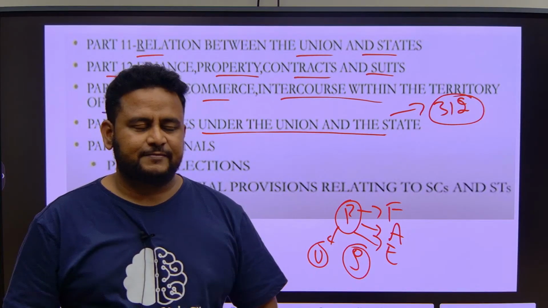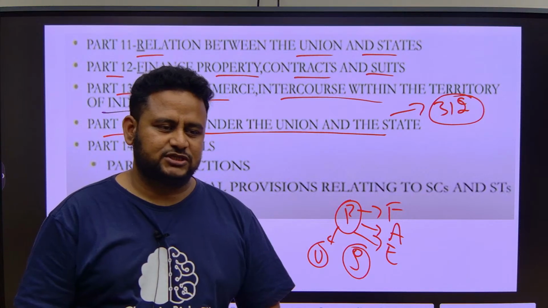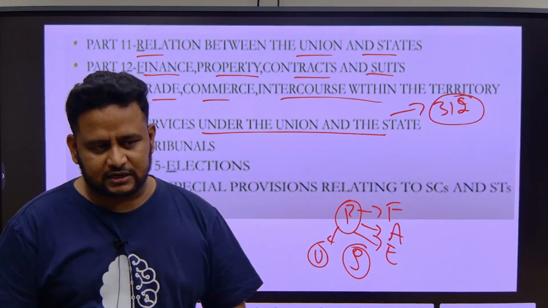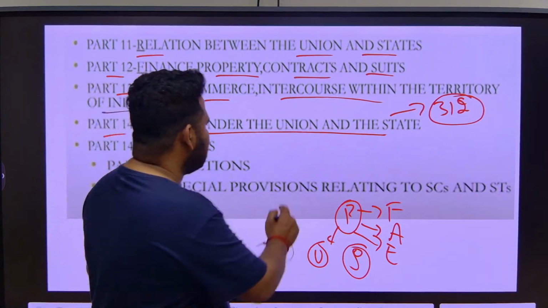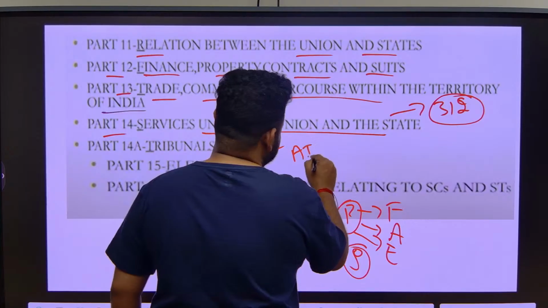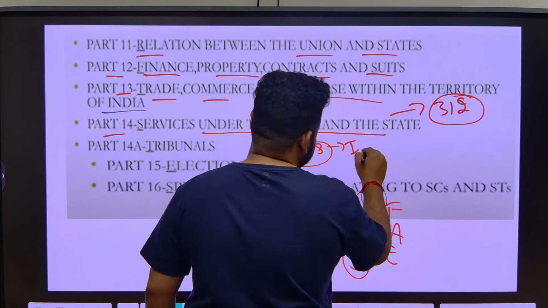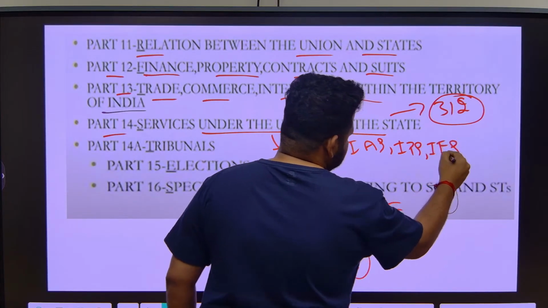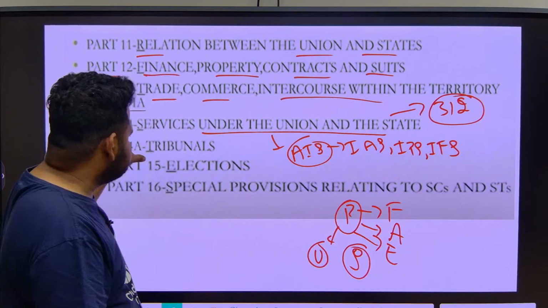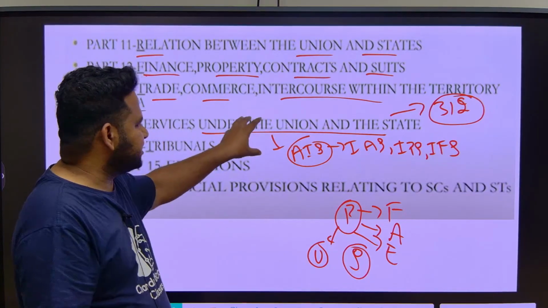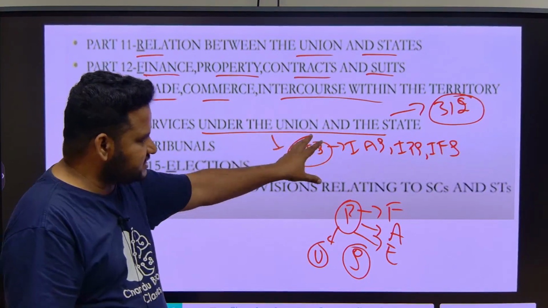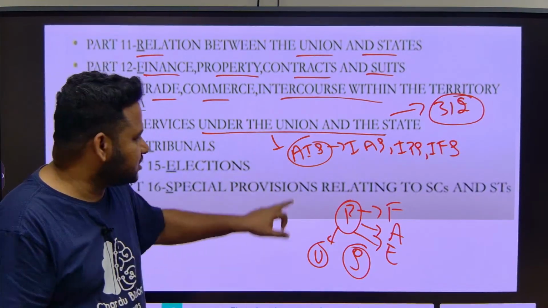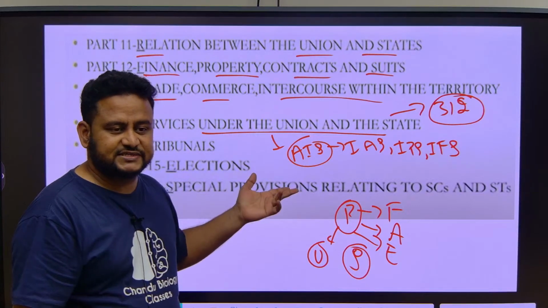But some posts like administrative services, like Indian Administrative Service, Indian Police Service, also Indian Foreign Service, all these things are also called All India Services. They are called All India Services. Such services are called services under the union and state. Other services are called central services. These are called what? All India Services. Other services are called as what?